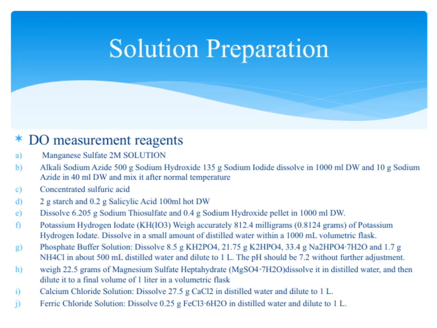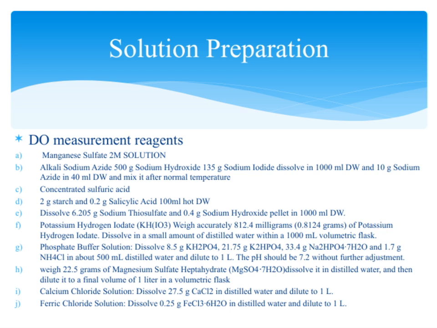Now, let's go over the steps for preparing our solution. First, we need to measure out our reagents carefully to ensure accuracy. Starting with manganese sulfate, we prepare a 2M solution. Next, for the alkali sodium azide, we'll take 500 grams of sodium hydroxide and 135 grams of sodium iodide, dissolving each in 1,000 milliliters of distilled water.